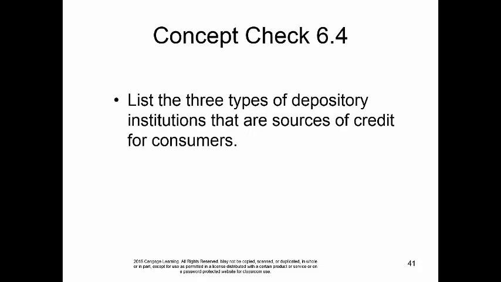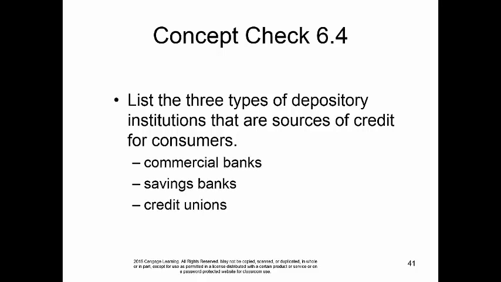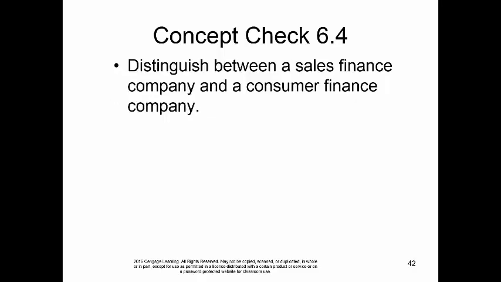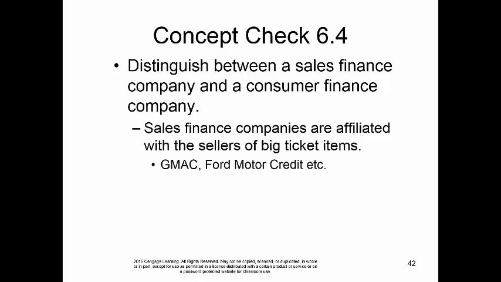The concept check for chapter 6.4: name three types of depository institution that are sources of credit for consumers. We have commercial banks, savings banks, and credit unions. Distinguish between sales finance company and consumer finance company. Sales finance companies are affiliated with the sellers of big ticket items. Example, GMAC, Ford Motor Credit. They're part of the company.